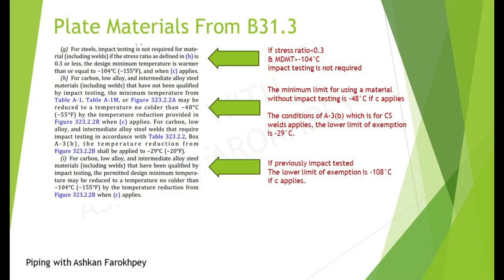Anyway, note I tells us that when you perform the impact testing and you also want to use your material below the impact testing temperature, you're allowed to use the exemption curve just up to minus 108 degrees centigrade temperature, and not colder than that. For example, we are buying a plate material that has been impact tested by the supplier at minus 48, and your minimum design temperature is minus 62, like my case. In this way, you're allowed to use the exemption curve up to minus 108 degrees centigrade if C applies.